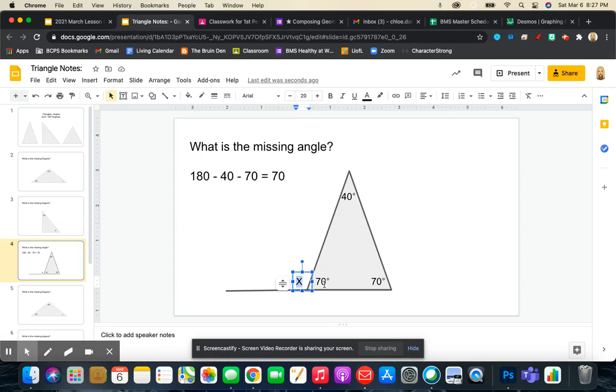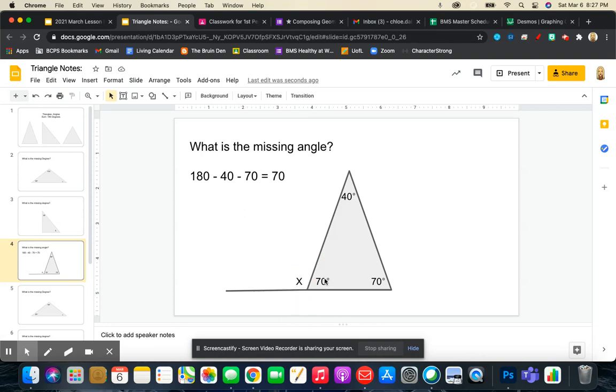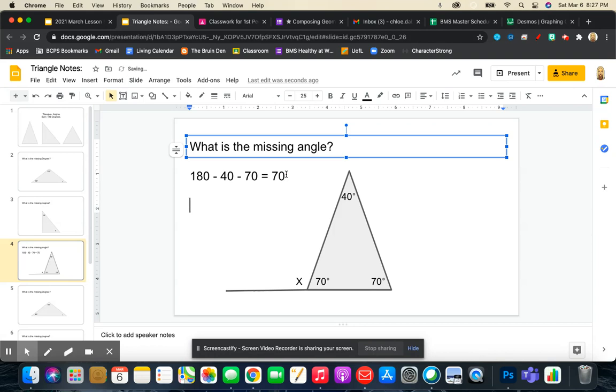This angle x and angle 70 make up supplementary angles. This angle plus this one will give us our 180 degrees. So our second equation would be 180 equals x plus 70. Take away 70 from both sides, you get 110 equals x.